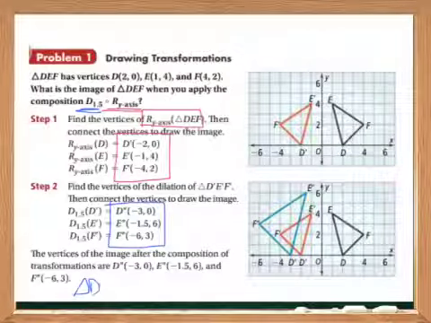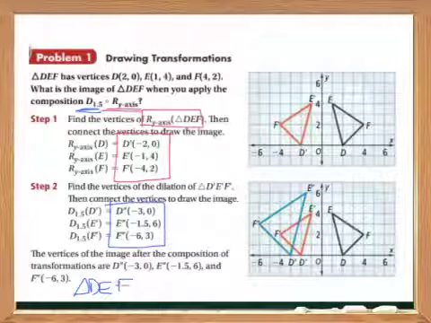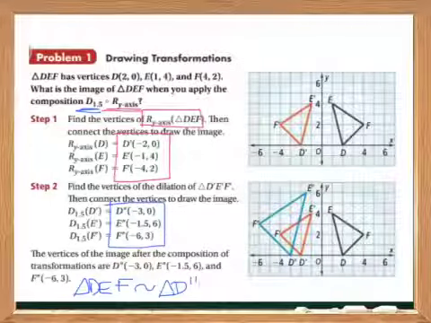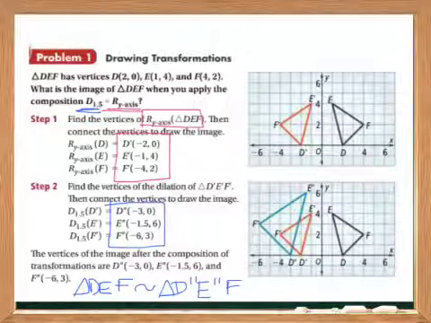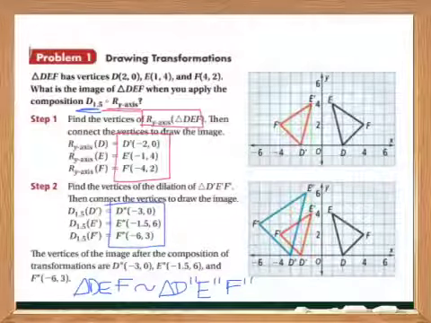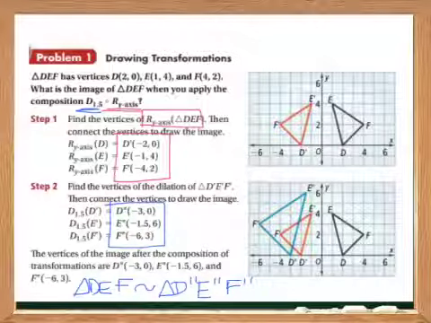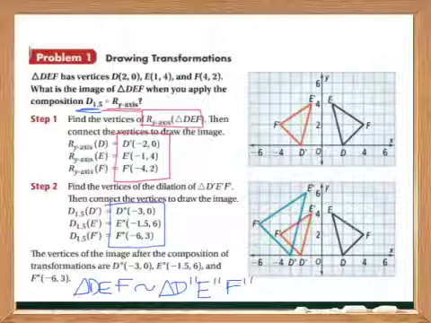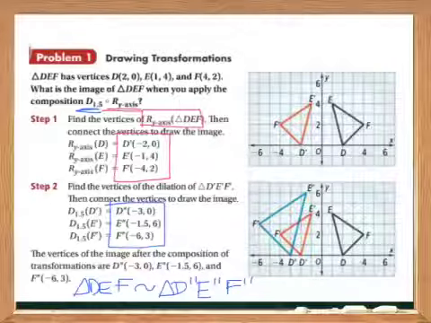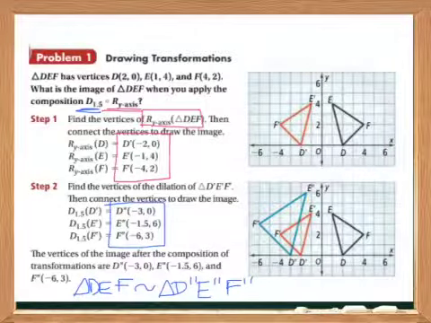triangle DEF is similar to triangle D double prime, E double prime, F double prime. And the reason is because it is made up of a composition of transformations which preserve angle measure but not distance. So the triangles are not congruent, however, they are still similar because of the dilation.